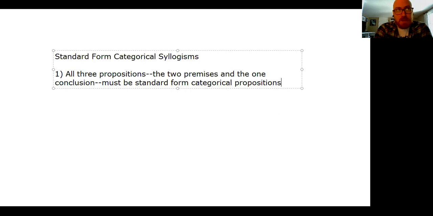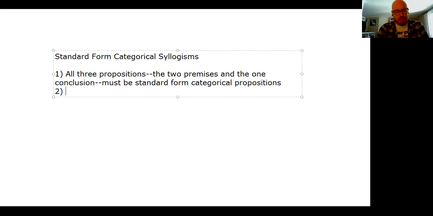If you're dealing with a categorical argument that has more than two premises or less than two premises, it's either what's known as a sorites or an enthymeme. That's fine. You can fill in a missing premise. But if you've got three premises that are stated and then an intermediate premise, you can break that up into two different categorical syllogisms, which just have overlapping terms.